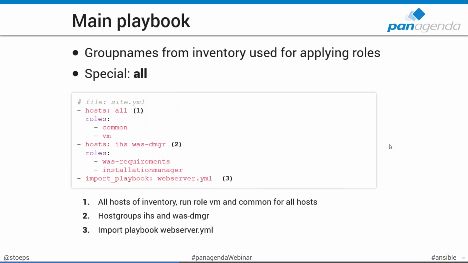Here is the start of my main playbook. In 1 you see a special entry for hosts. I don't use a group name or a single server name. I use the word all. That means the two roles, common and VM, are deployed on all hosts in my inventory file. So I don't have to list all server names in my inventory file; I can just define them with all. Then in 2, I install the WebSphere requirements and the installation manager on the IHS and WAS deployment manager groups. And in the last line, I import a second playbook which defines the web server definition. There I import just the tasks for installing IBM HTTP Server, WebSphere plugins, and so on. Quite easy.